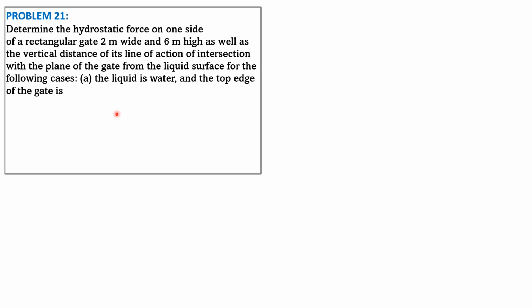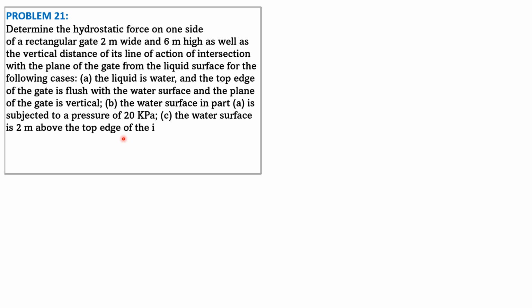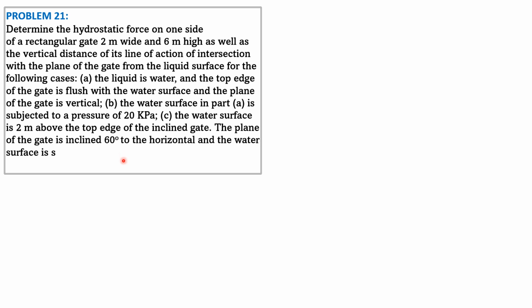Part A, the liquid is water and the top edge of the gate is flush with the water surface and the plane of the gate is vertical. Then part B, the water surface in part A is subjected to a pressure of 20 kilopascals. Part C, the water surface is 2 meters above the top edge of the inclined gate. The plane of the gate is inclined 60 degrees to the horizontal, and the water surface is subjected to a suction pressure of 0.8 meter of molasses with specific gravity 1.5.